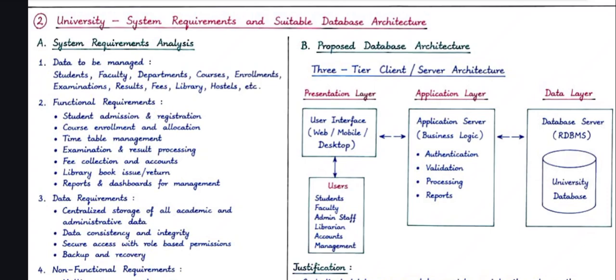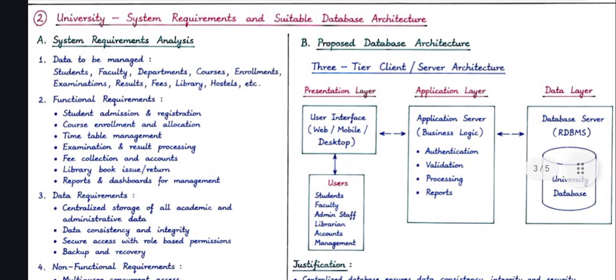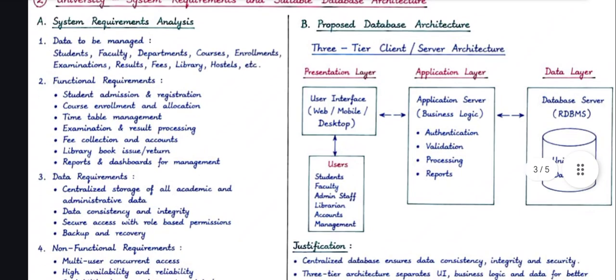University system requirements and suitable database architecture. System requirements analysis. Data to be managed: students, faculty, departments, courses, enrollments, examinations, results, and all.